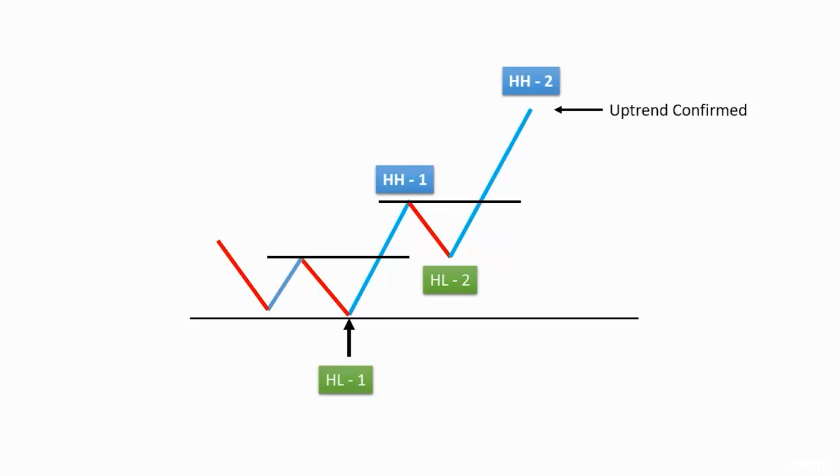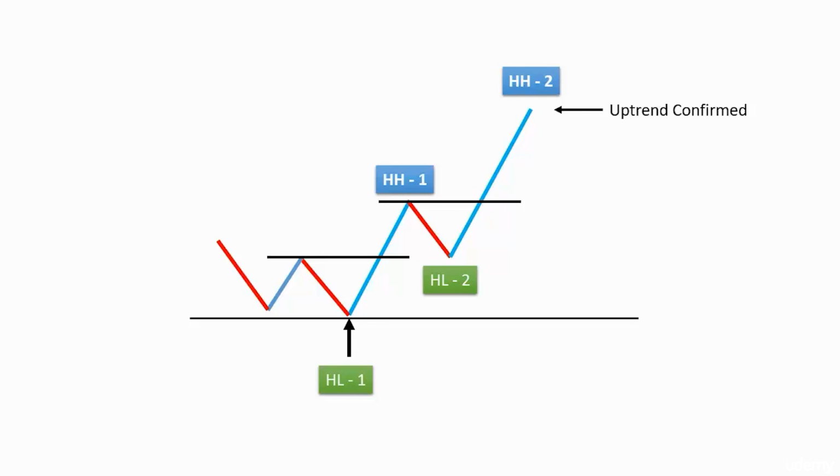And let me remind you again that higher low level 2 must form above the higher low level 1, and higher high level 2 must form above the higher high level 1, and so on. You can take a look back at the lecture on swing points in the second section, where I explained all the necessary details about the higher highs and higher lows in a price action chart.